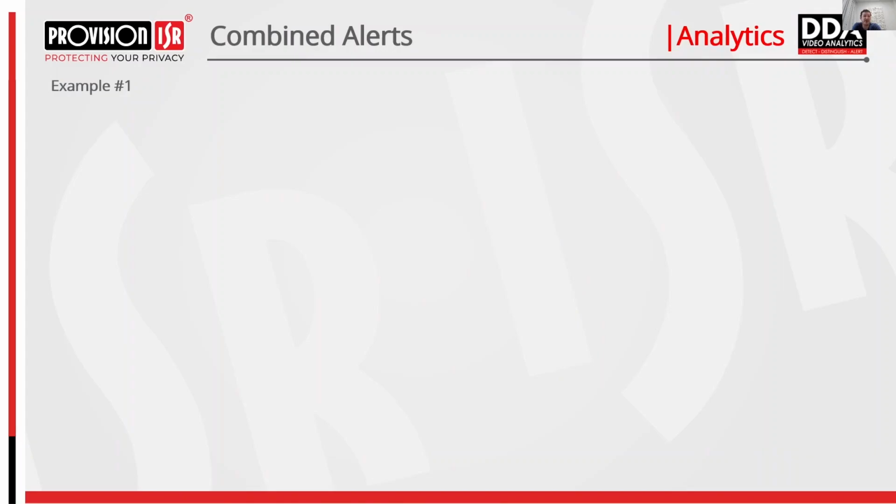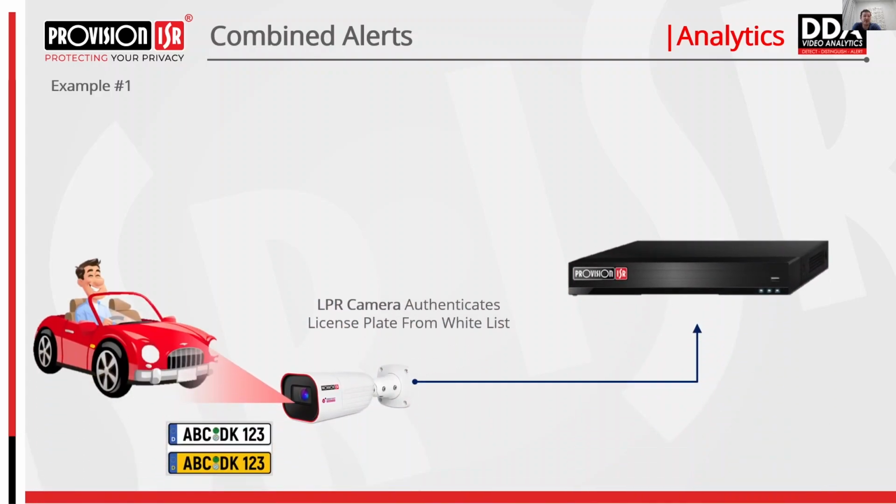Example number 1 is license plate recognition with dual authentication. Let's take a common use case, which is license plate recognition, used as an access control method to enter a property. Now, as many of you know, LPR works really well. It's very convenient, but from a security point of view, it has a few weaknesses. For example, license plates can be cloned or duplicated fairly easily, and you may grant access in and out of a property to stolen vehicles. This is where combined alerts really shine.